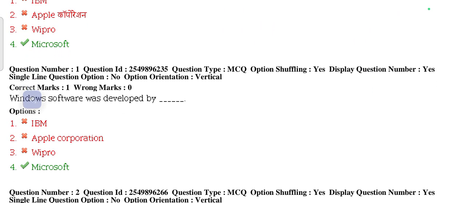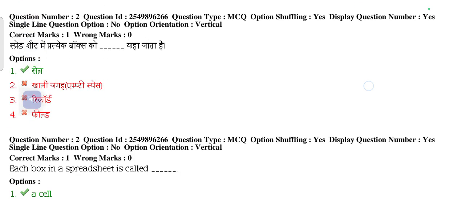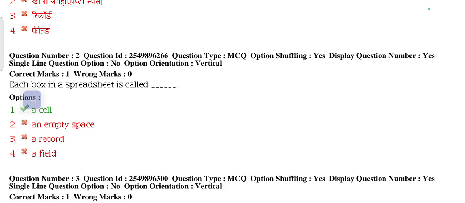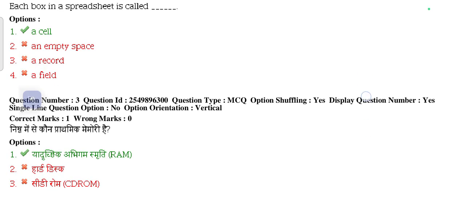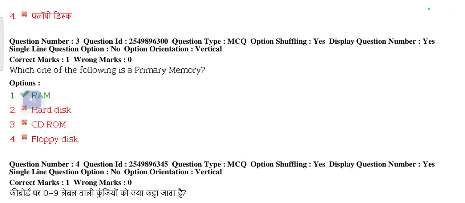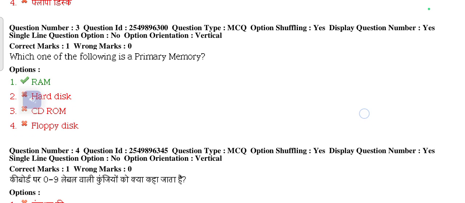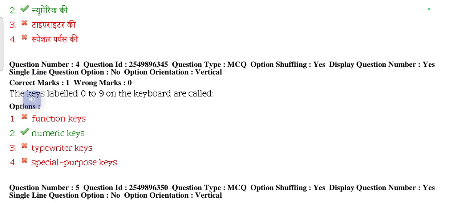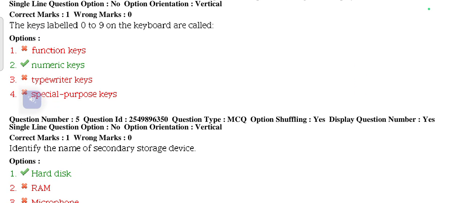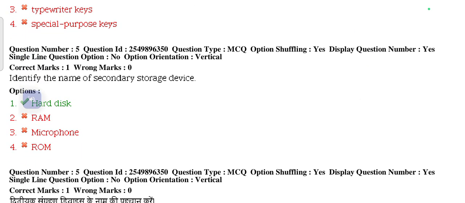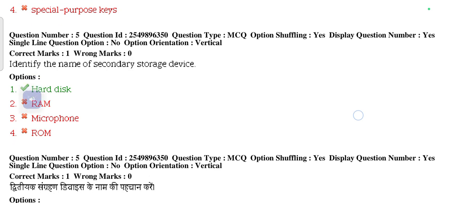Windows software was developed by Microsoft. Each box in a spreadsheet is called a cell. Which one of the following is a primary memory? RAM, random access memory. The keys labeled 0 to 9 on the keyboard are called numeric keys. Identify the name of a secondary storage device: hard disk.